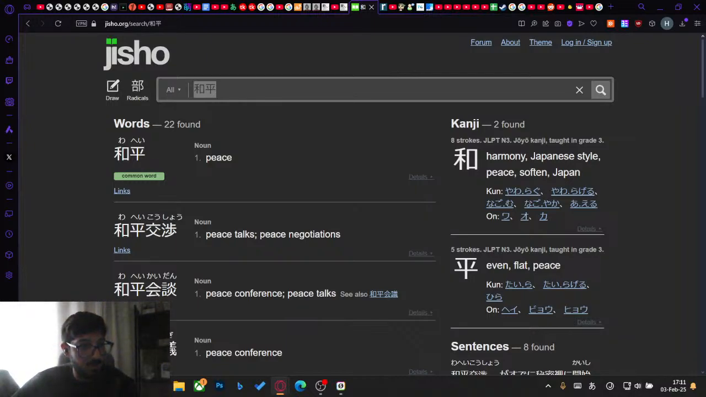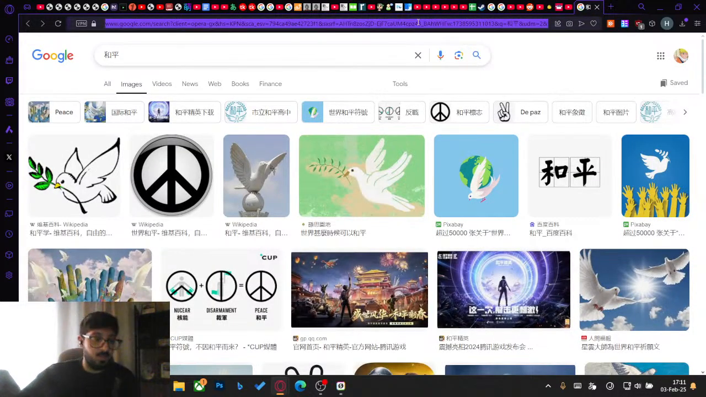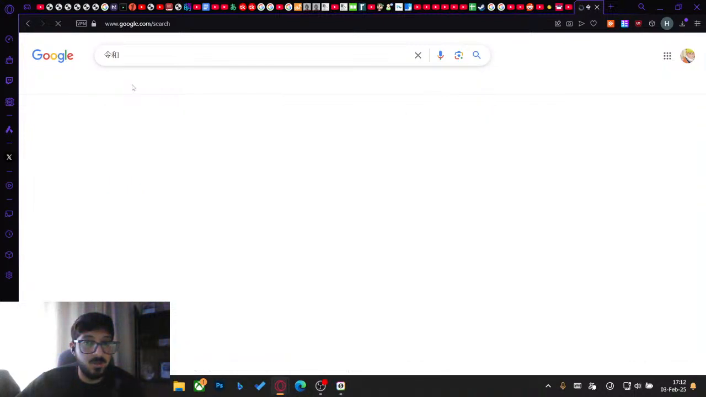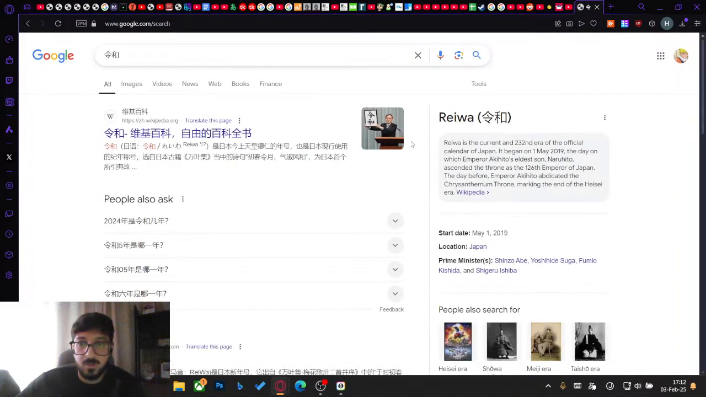Another interesting word to look up might be Reiwa, the current Japanese calendar era. Wait, by the way, the Japanese have a different calendar. I got a similar result. Wahei is the absence of war, and heiwa is more a state of harmony. Reiwa, what is Reiwa? Reiwa is the current 232 era of the official calendar of Japan.